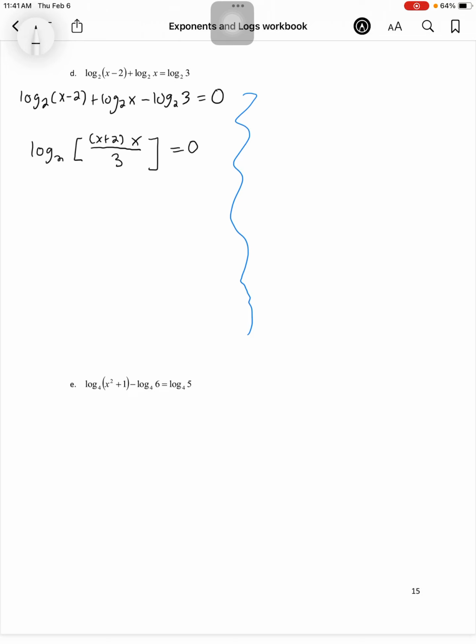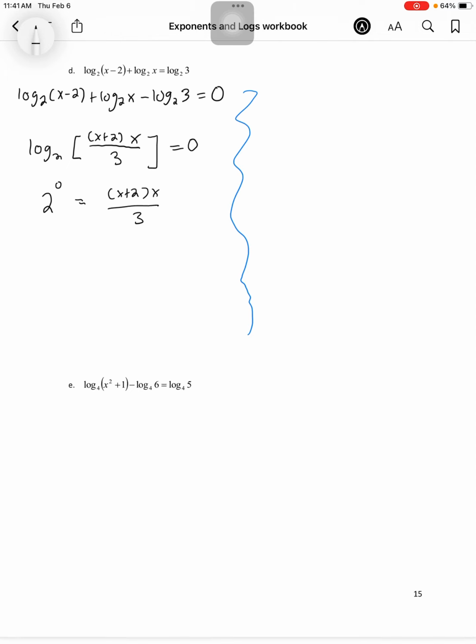Here, bracket equals 0. And at this stage, we see we have one single log. So now we can do the little switch method. The 2 has the 0 attached to it, and on the right side it's going to be our argument, x plus 2 times x over 3. So 2 to the power of 0 is going to be 1. Anything to the power of 0 will always be 1. Do not write 0. That's a common mistake a lot of students make. Just remember if the exponent is 0, it's 1.